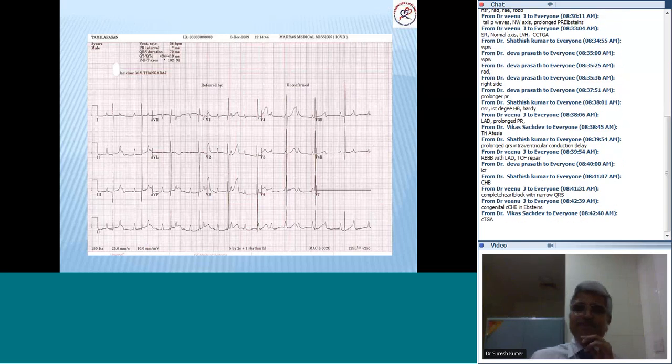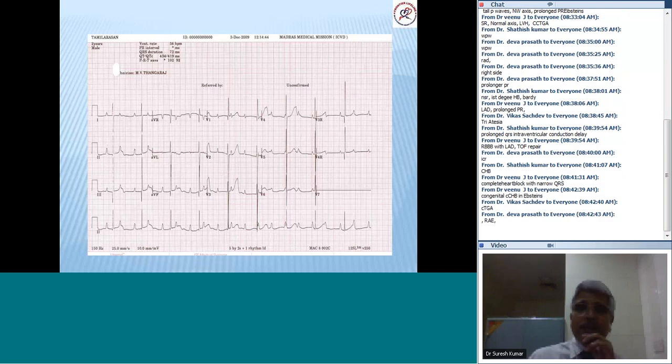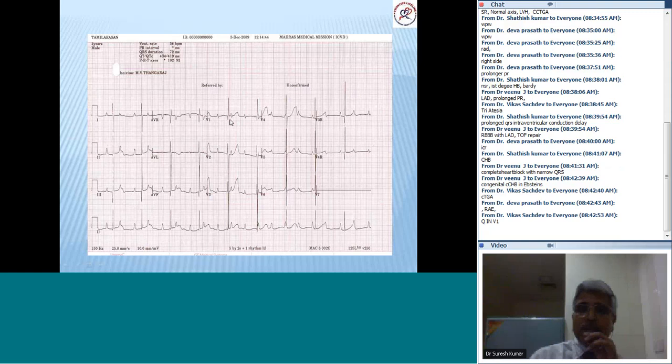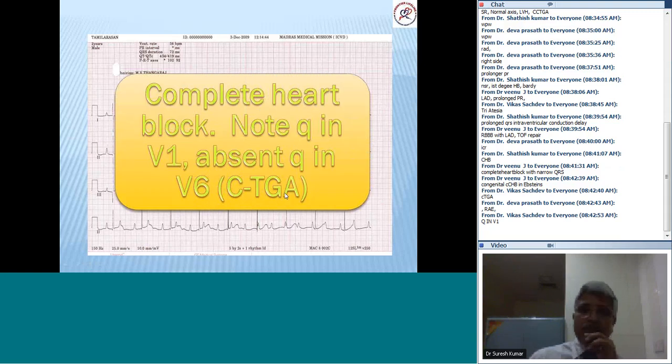CTGA, very good, Vikas. And why did you say it is CTGA? Because look at V1, you find an initial Q, and look at V6, you don't find the septal Q. Clearly, there is no Q wave there. So the Q in V1 and the absent Q in V6 tells you that it is CTGA. And after all, CTGA is one of the common causes for complete heart block in children.